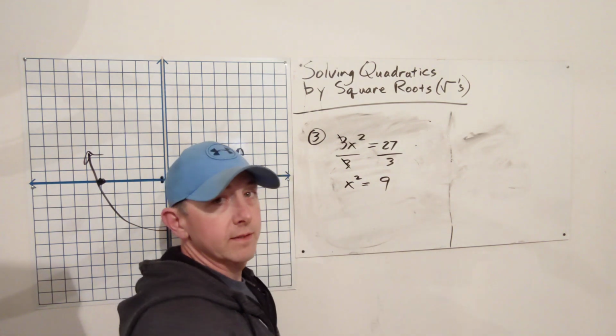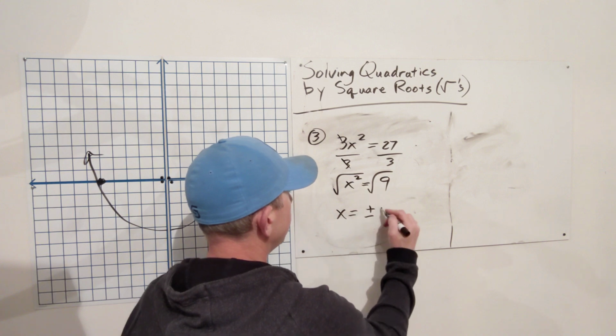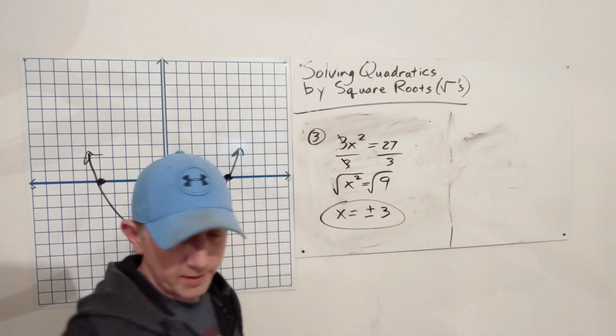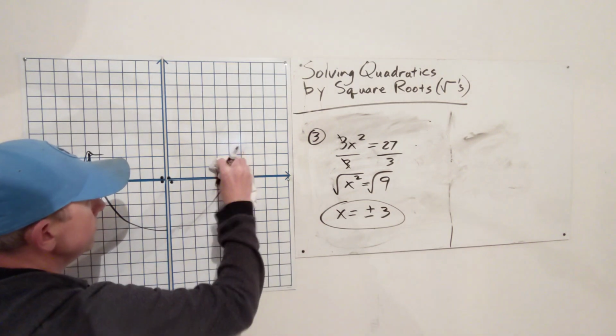And then now we're back to the spot where we were on the last one. We take the square root of both sides. So x equals plus and minus 3. And so that's my answer. Once you get going with these, they really move pretty quick.